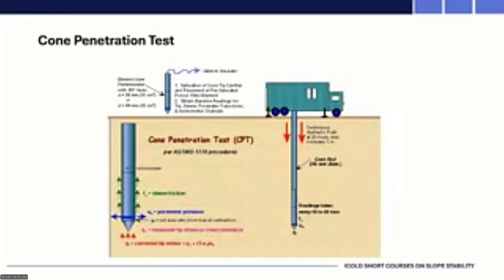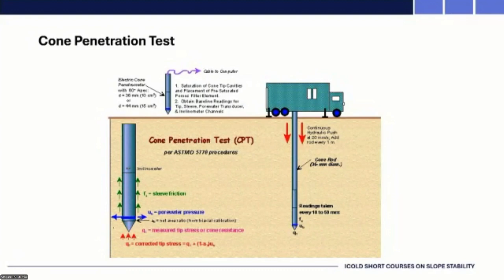So, very simple illustration. Often you have a big rig, with operators sitting inside the rig so they can work in any kind of weather, and you're pushing this cone at a constant rate of 20 millimeters a second. Now, of course, the cone rods are only 1 meter long, so you have to keep stopping, disconnecting, reconnecting the next rod, and then starting to push again. So it's not as though you're pushing this entire available rod in one go.